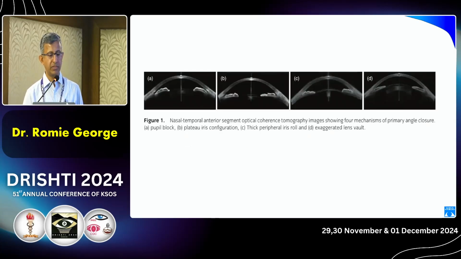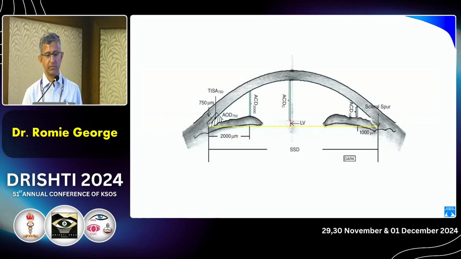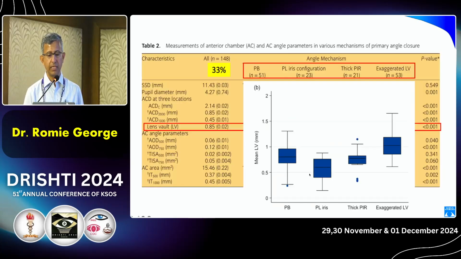So what they did here was they took ASOCT images and divided them into 4 mechanisms of primary angle closure: pupillary block, which is this one, plateau iris configuration, thick peripheral iris roll, and the fourth is the lens vault. Based on this, they measured many things, but what we are really interested in over here is the lens vault. And this is what they found.